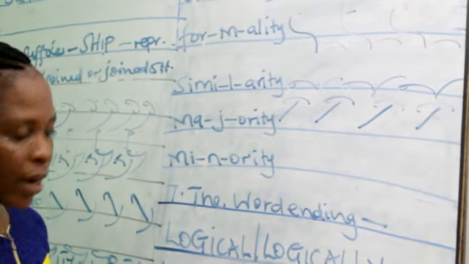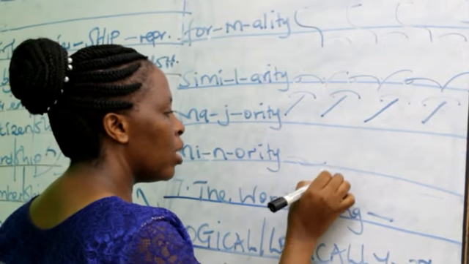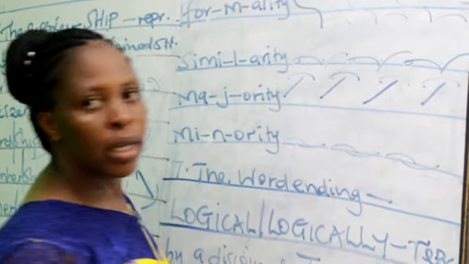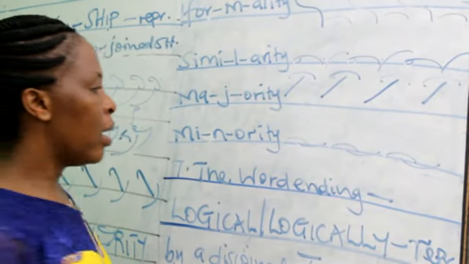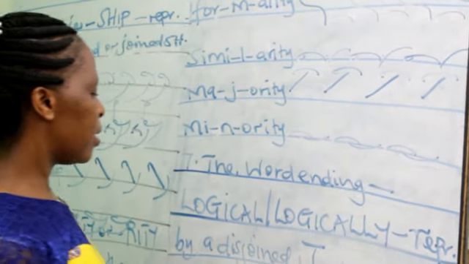Then we have the word minority. Stroke of M and a stroke of N below it. Minority, with a disjoint N. And we have a short E at the end.